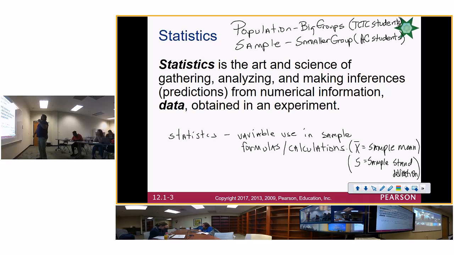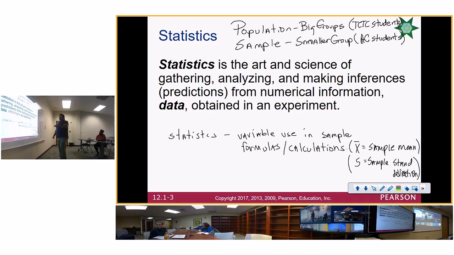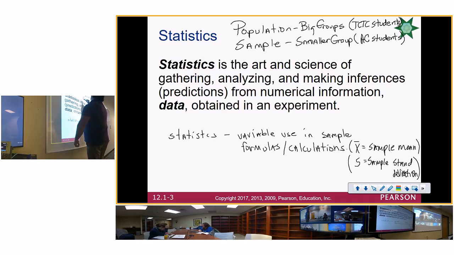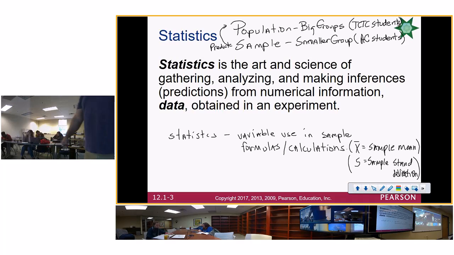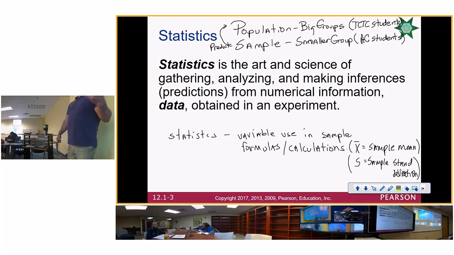All right? Why do we want to use the sample? The whole goal of probability and statistics is to use the sample to predict what? The population. Why? Because this saves what? Time and money.